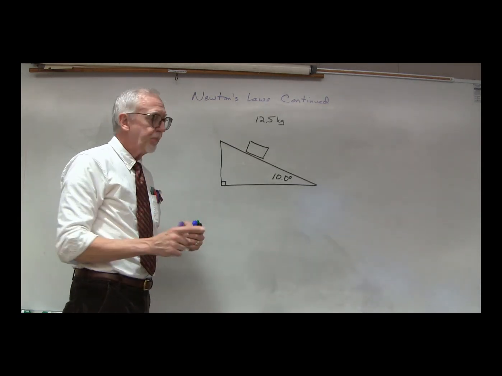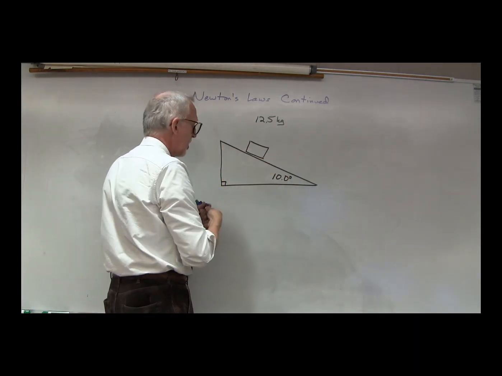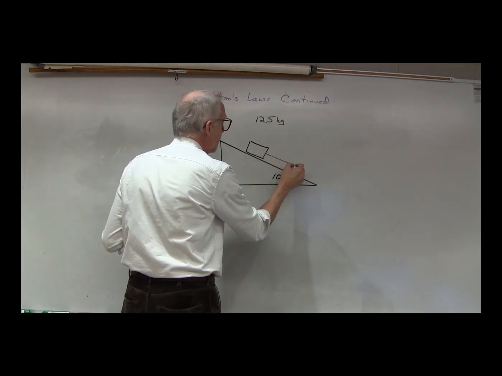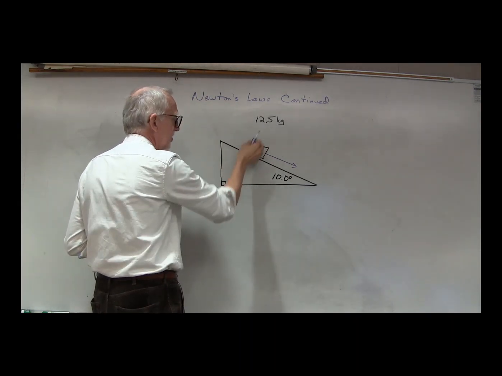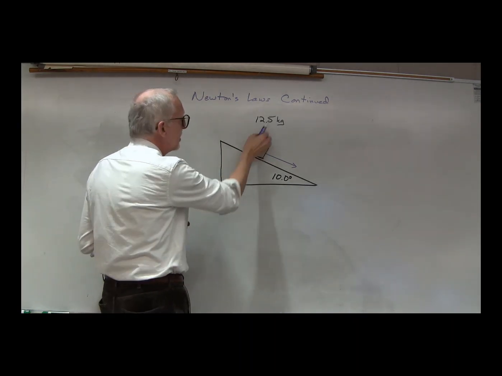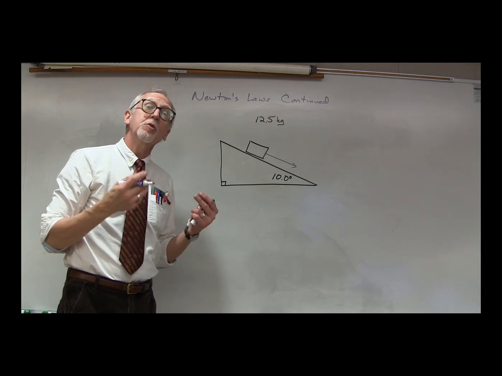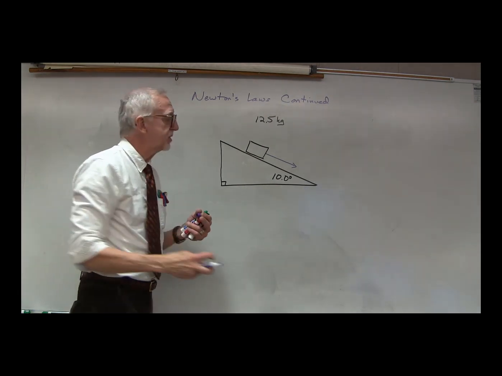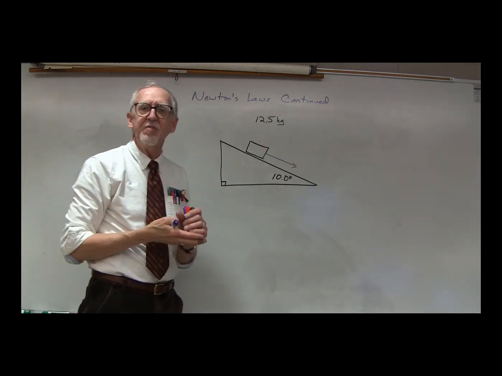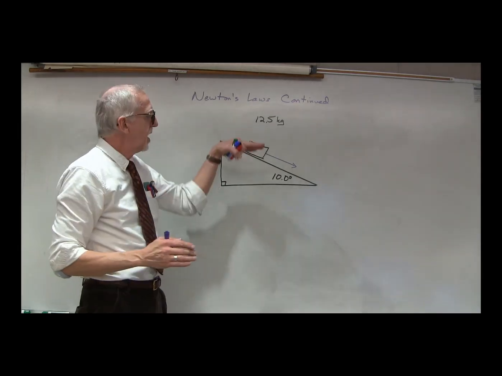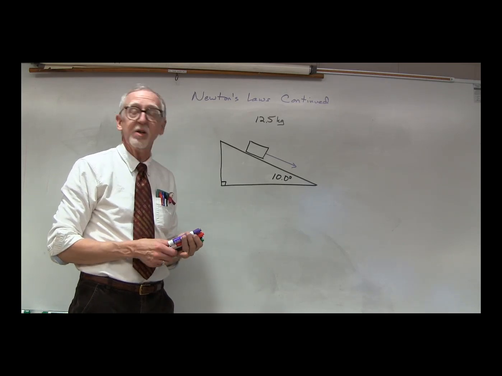One thing we know, if this block is going to move, it's going to move along the incline. It's only going to move in this direction. It's not going to move in a perpendicular direction. Well, if it's not going to move in a perpendicular direction, we know that the net force in that direction must be zero. So let's break it down into two directions, along the incline and perpendicular to the incline, because we know if there's going to be any motion at all, it's going to be along the incline and not perpendicular to the incline. So that's going to make it a little bit easier for us to solve the problem.